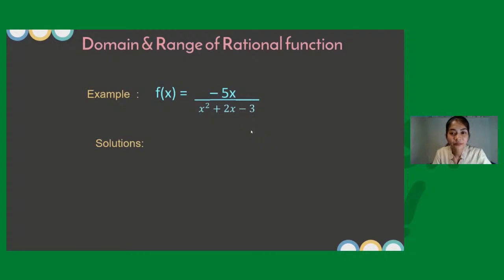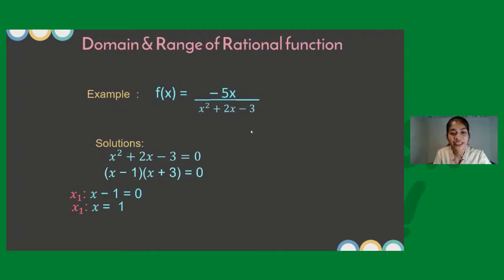we have another example. So f of x is equal to -5x all over x squared plus 2x minus 3. To solve for the domain, we have to equate again the denominator with 0 and then solve for the values of x. So factoring this one, we will have x minus 1 times x plus 3. Solving for the values of x, we will have x minus 1 is equal to 0. So pag-iwalayin lang natin yung prime factors. And then solve for the value of x. So the first value is x is equal to 1. And the second value is x is equal to -3.